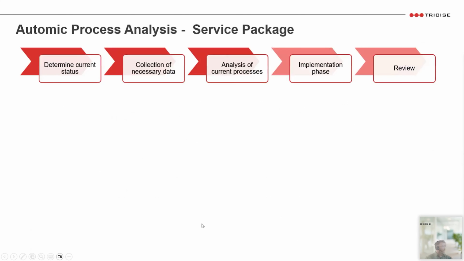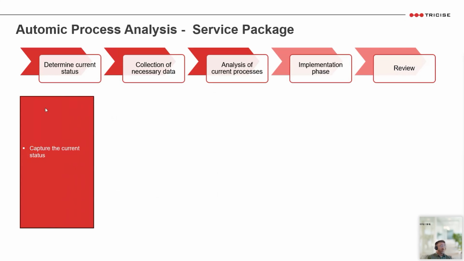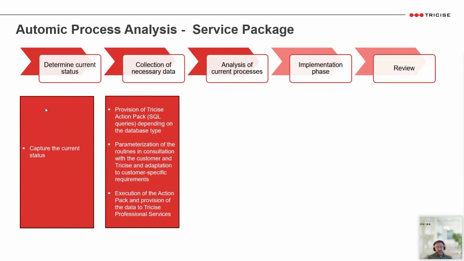How does it work? What's the overall plan? It starts on the left side. We have to determine the current status. So we capture the current status. How is your system working? Second step is the action pack collects data we need for the analysis and to give recommendations. How technically, how is this working?